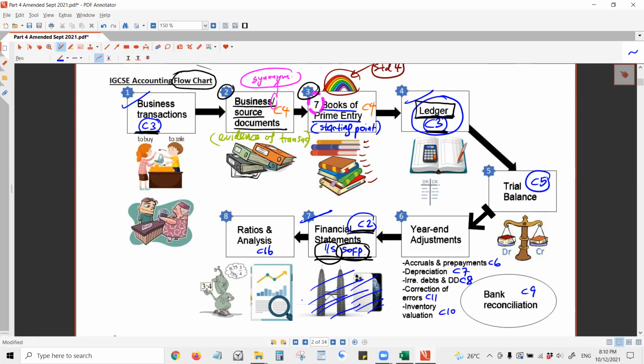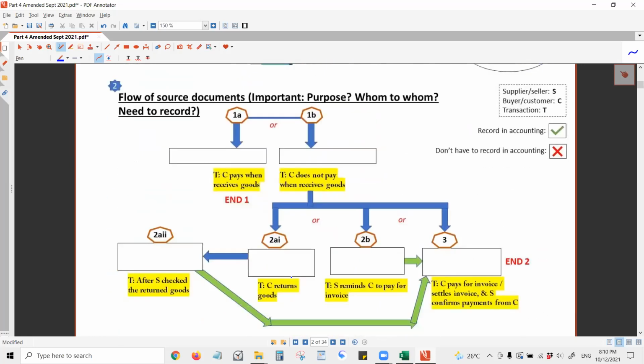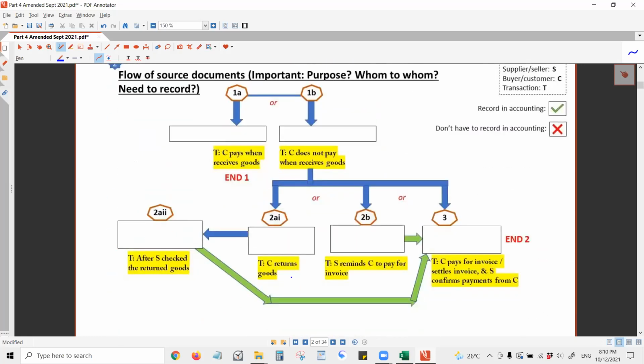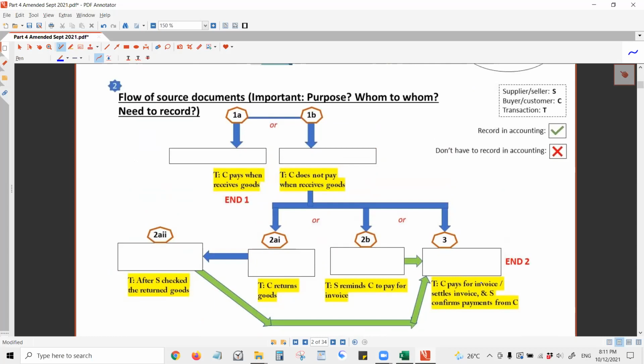Okay, let's look at the second half of the page. Focus, we are doing documents and books of prime entry in this chapter. In the second half of the page, you see another flow chart, right? And there are 6 blanks here. You fill up the blanks together with me. You write cash, continue. Follow me and write.